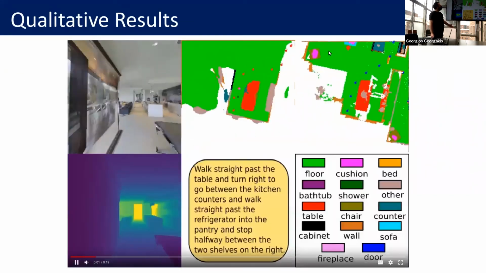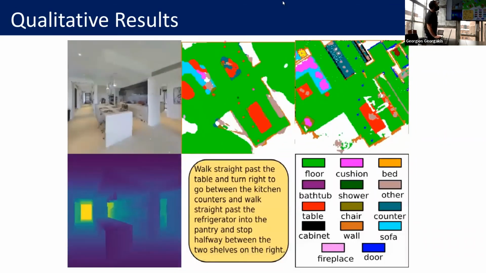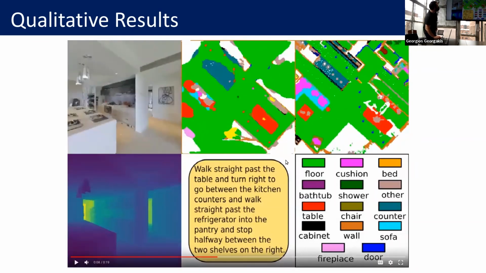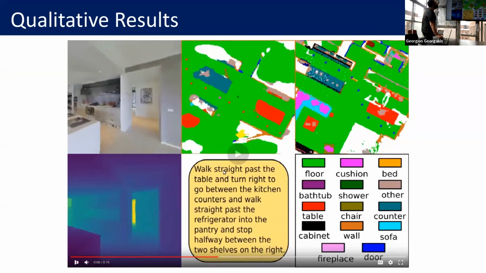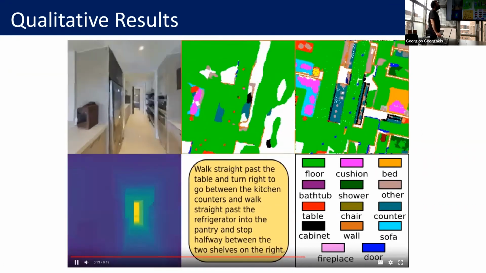Okay, and this is one qualitative result. This is one example where the agent is successful. Here, let me just stop this for a moment. On the left, this is the RGB and depth observation. On the middle top, this is our predicted map and the predicted path, the red dots here. On the right is the ground truth map and path. This is the instruction, and those are the semantic labels that we have. And here the agent successfully navigates towards the goal.